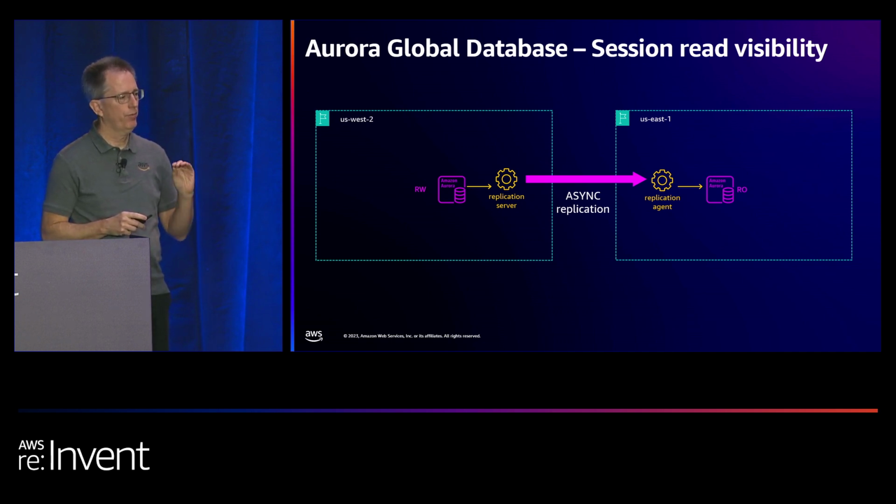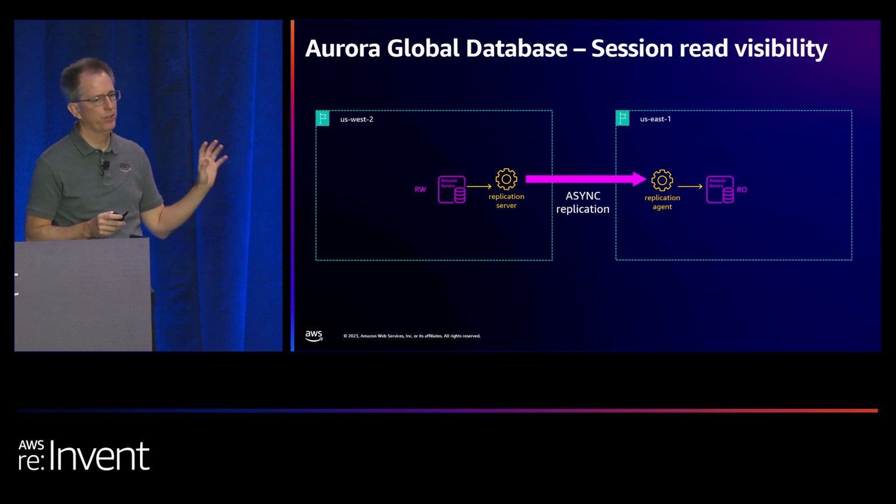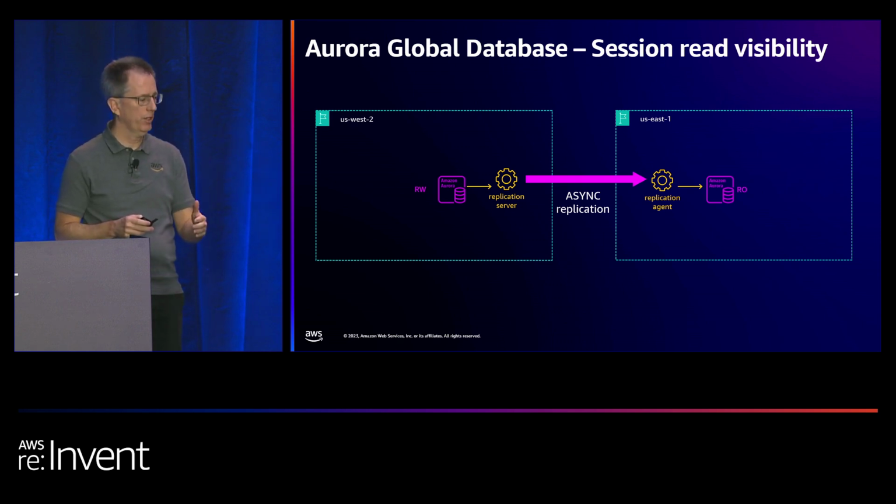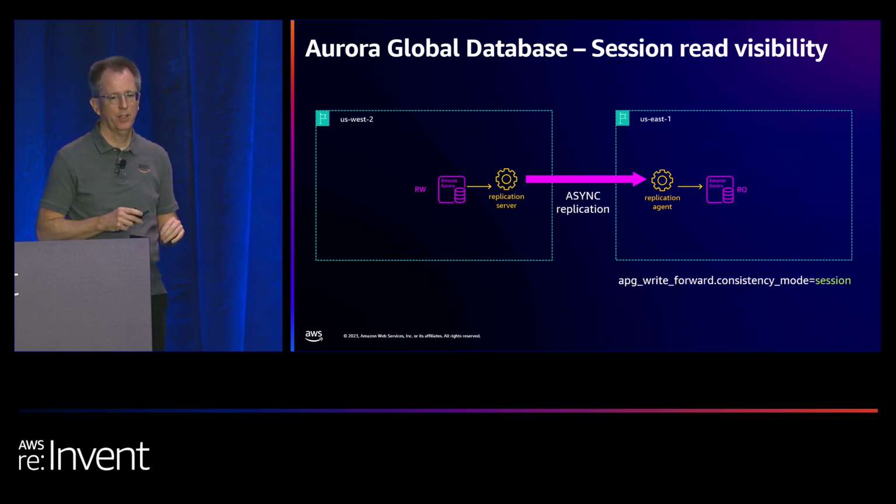Part of the challenge about forwarding writes is about seeing your reads and how you're going to do that. So here I'm showing two specific regions because I want to show specific latencies. I've got US West 2 on the one side, so we're going from the west coast of the US in Oregon over to East 1, which is in Virginia. So read-write in the west coast, destination on the east coast.